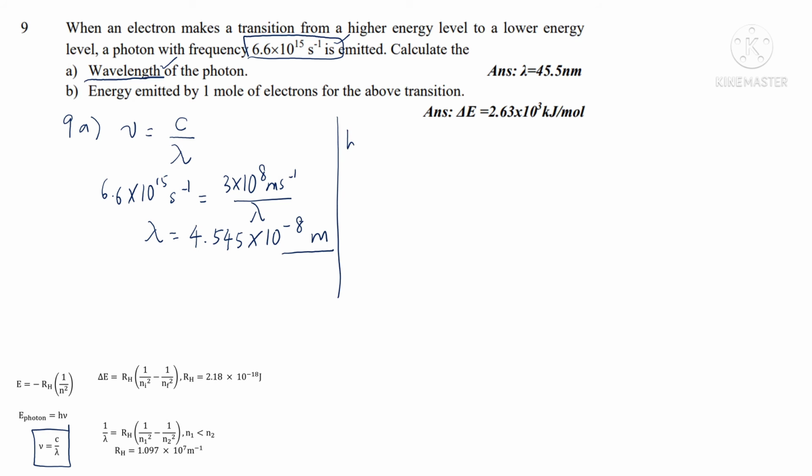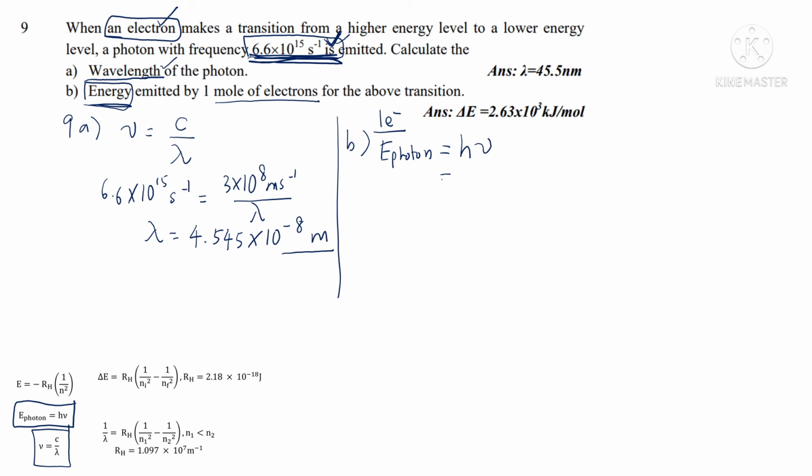For question number 9b, the question asks us to calculate the energy of photon emitted by 1 mole of electrons, given the frequency of the photon corresponding to 1 electron. Therefore, to find the energy for 1 mole of electrons, we must first find the energy of the photon corresponding to 1 electron. To calculate that, we can use this formula since we are given the frequency of the photon. So we use the formula Planck constant multiplied by the frequency of the photon.